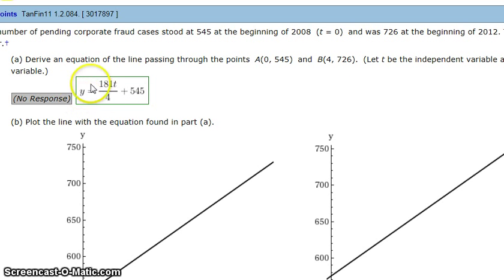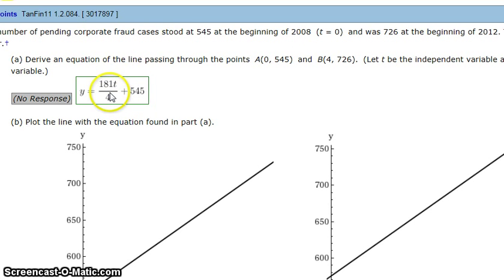So use y equals mx plus b. We're actually using t instead of x here because we're measuring time on the x-axis, so a t is just more convenient. So y equals mt plus b. Well, b is the y-intercept, so when x equals 0, or when time equals 0 in this case, what's the y value? And we already have that. When time's 0, the y value is 545, so we get b automatically.